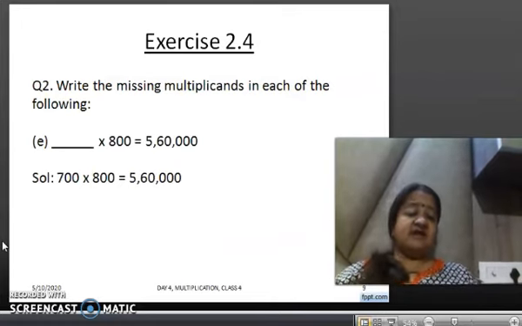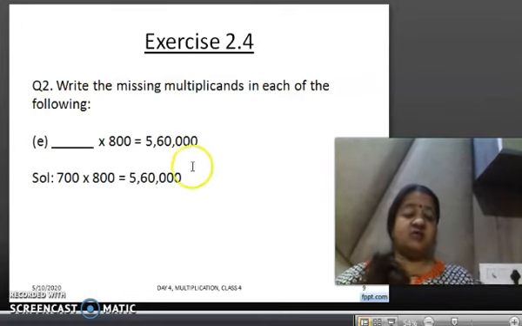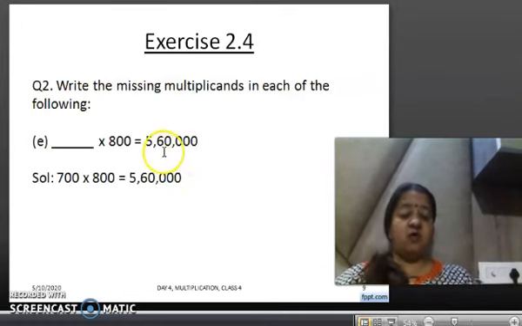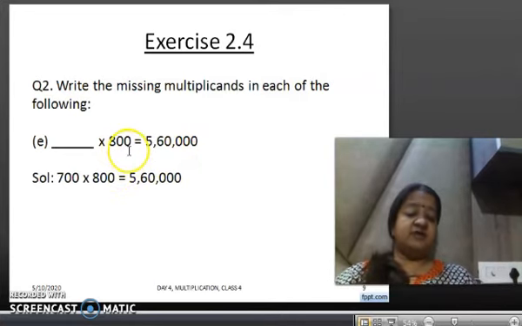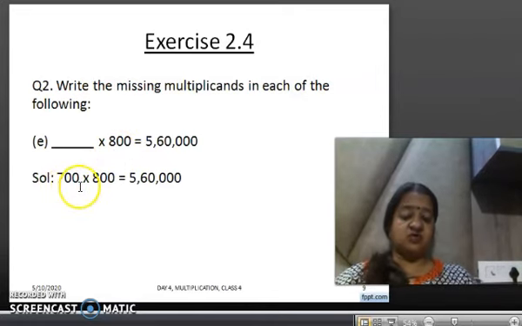How many 8s is 56? Yes, 7s are. Now how many zeros am I having? 1, 2, 3, 4. How many in the multiplier? 2. So my multiplicand will have 2 zeros. So 8 7s are 56 and 2 zeros. This will be my answer.